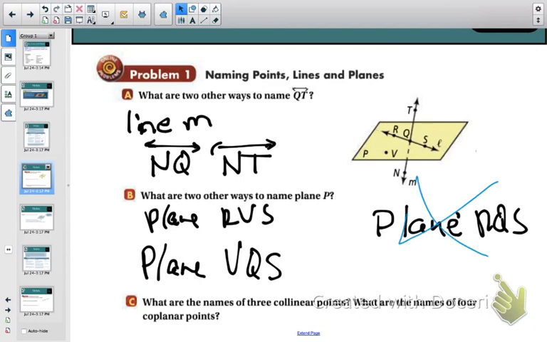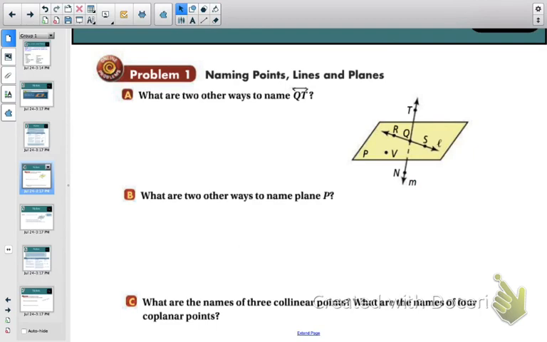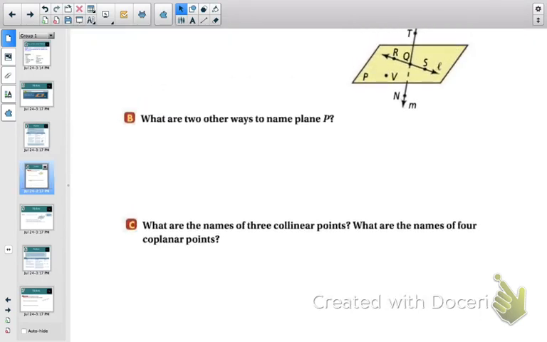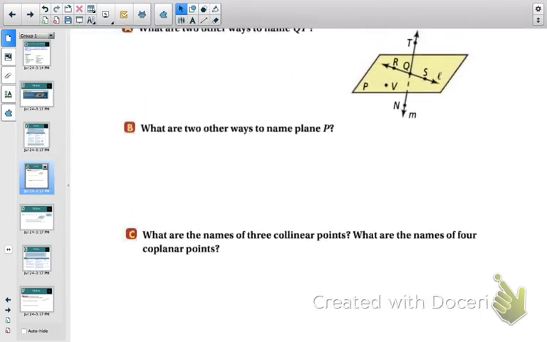Alright, and then last one here, sorry. What are the names of 3 collinear points and 4 coplanar points? So the collinear points, we could say R, Q, and S. We could also say T, Q, N. Okay, because they all fall on the same line.